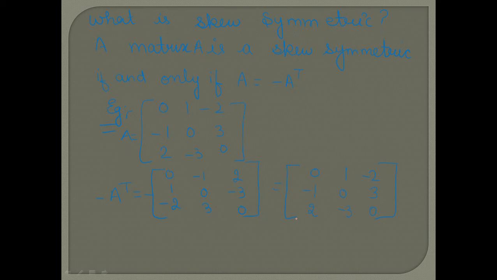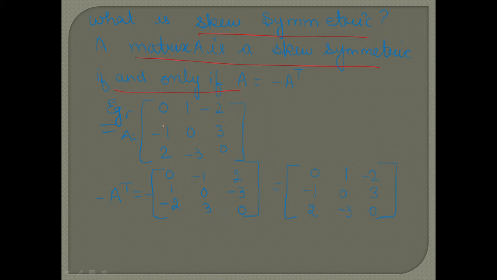What is a skew symmetric? A matrix is skew symmetric if and only if A is equal to minus A transpose. It means after calculating the transpose of A matrix, we put the sign minus with all the values like this.